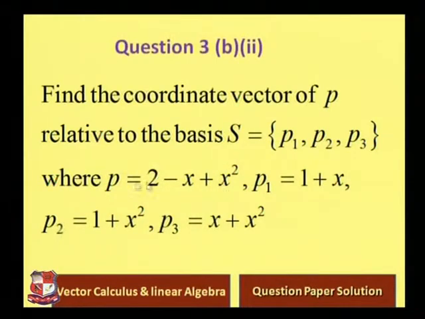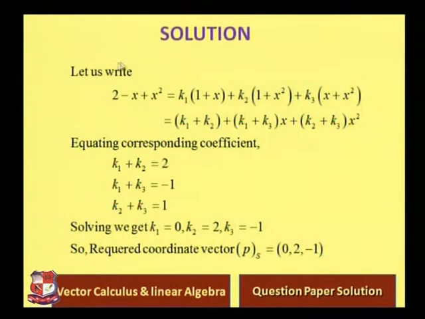Second degree equation. So here the constant coefficient is 0, the x coefficient is 0, and here the x squared coefficient is 0. So this is our p1, p2 and p3. Now let us write in this form. We need to find all the values of k1, k2 and k3.